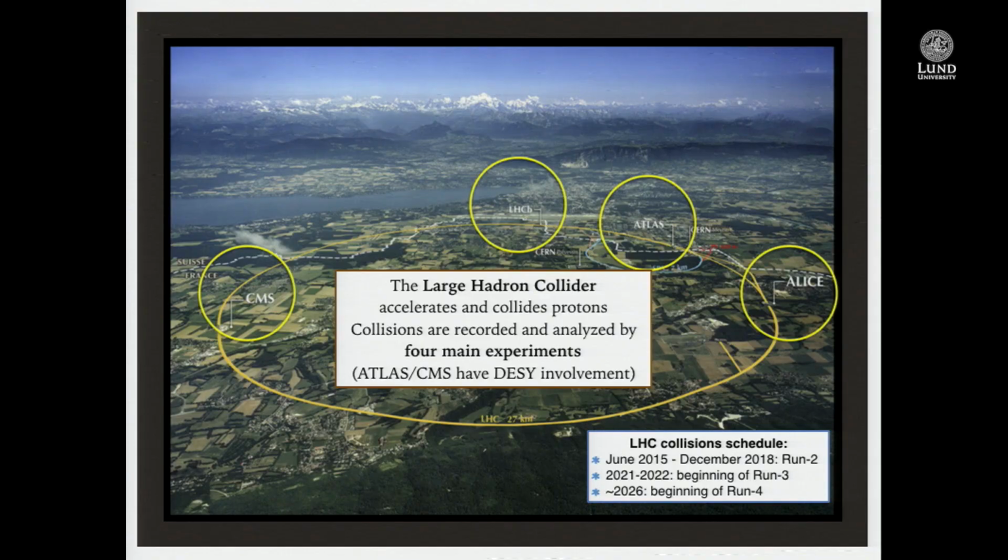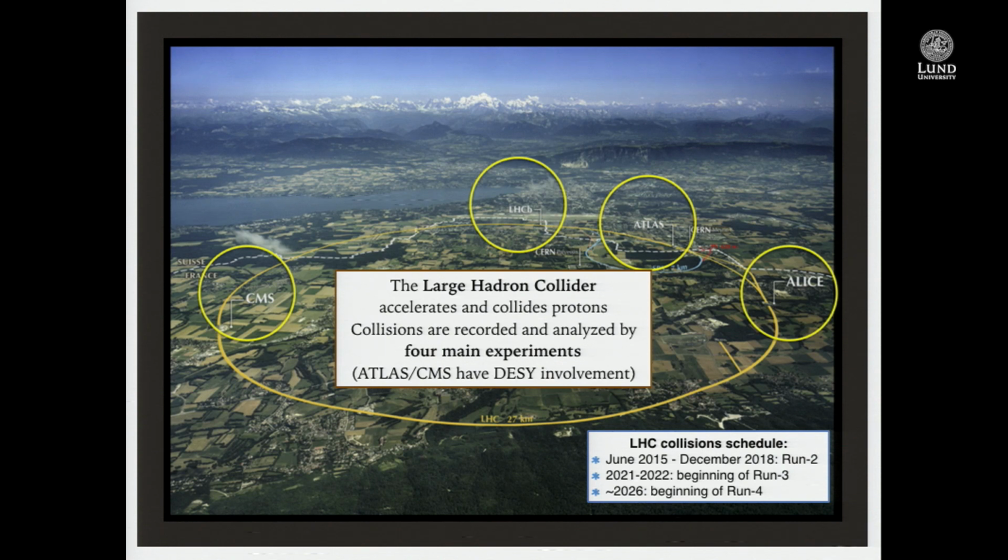So let's see an introduction to the LHC. This is the Large Hadron Collider. This is not overground, it's underground. It's an accelerator of particles 27 kilometers in circumference. It collides protons, and the collisions are recorded and analyzed in four experiments: CMS, LHCb, ATLAS and ALICE. And Lund is in ATLAS and ALICE.